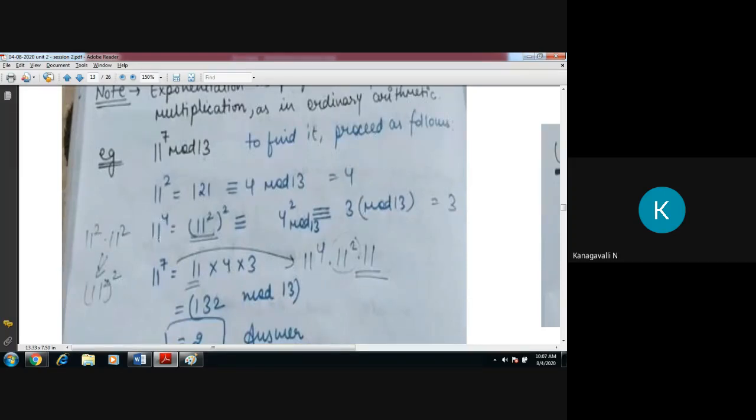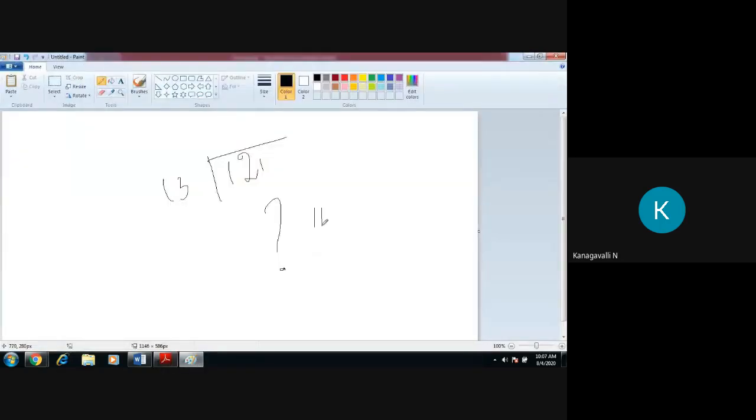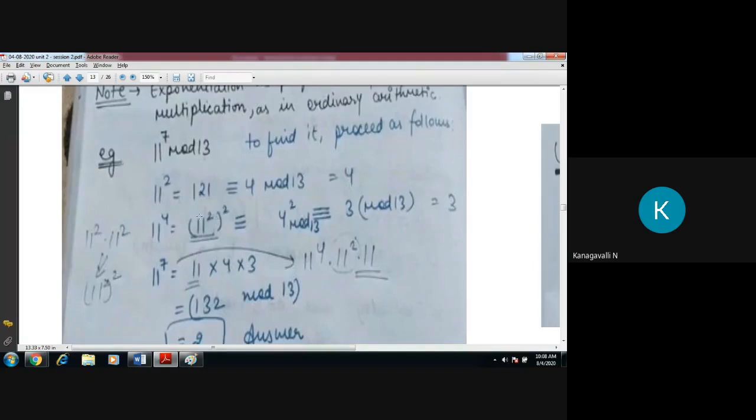I am writing again 11 power 4 with the help of 11 square into 11 square, right? See this line clearly. I am writing that 11 power 4 is 11 square into 11 square, right? Because I am just adding my power terms, right? So here, 11 square the whole square, right? So what is the value of this 11 square mod 13? You know the result. This is your answer, right?